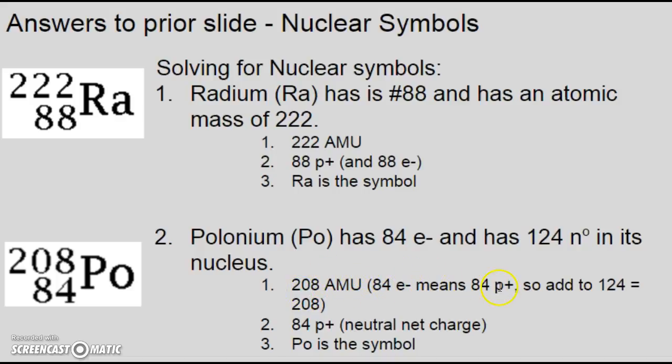84 electrons means 84 protons. So that means we can add to 124 neutrons, right? I gave you this information. You know this number is electrons. It has an equal number of protons.